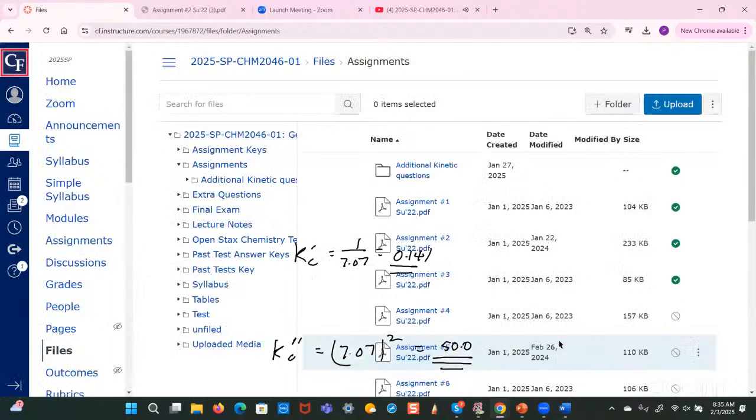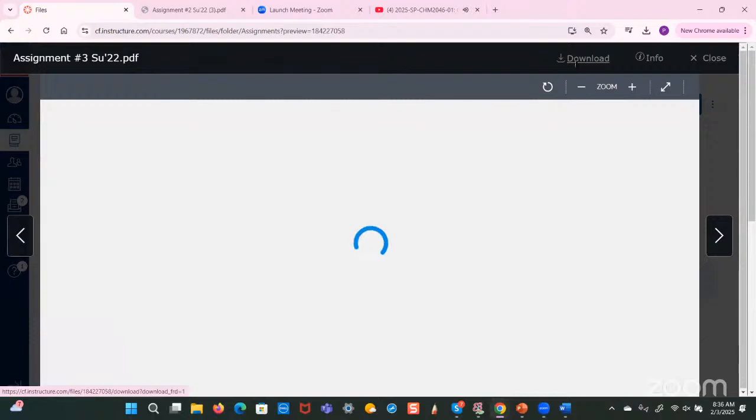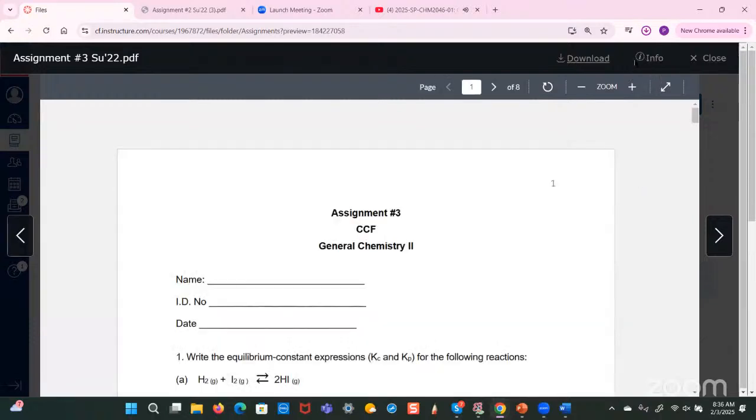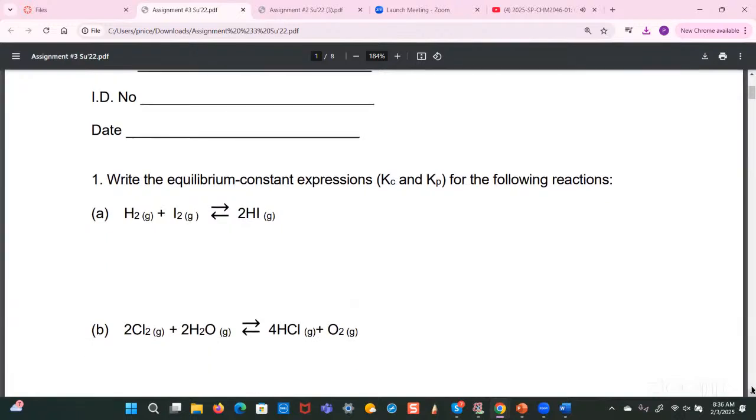Now, the questions I want you to focus on are questions 1 and 2, and that's it. In fact, let me bring this up so that we can look at it together. I'll probably help with the first 2, and then you can do the rest.